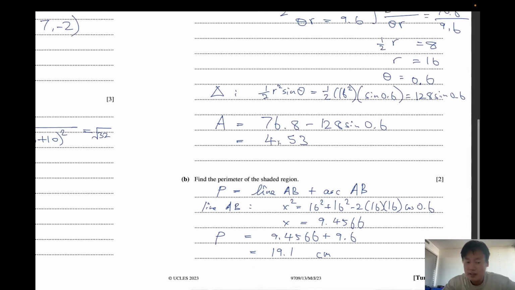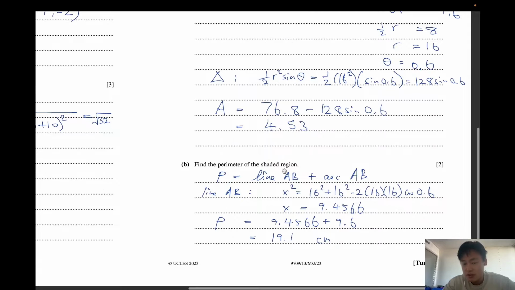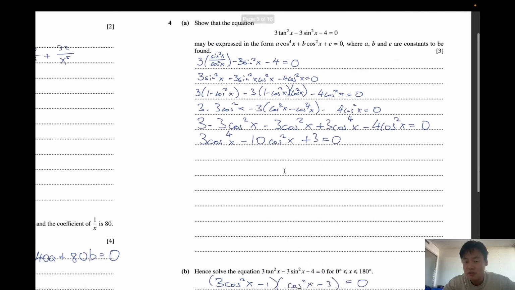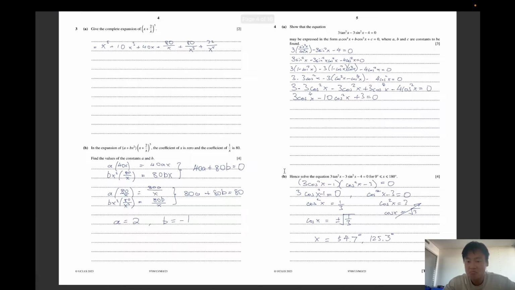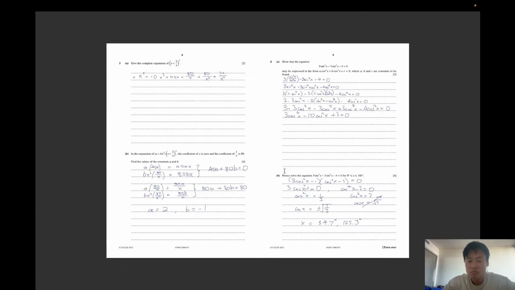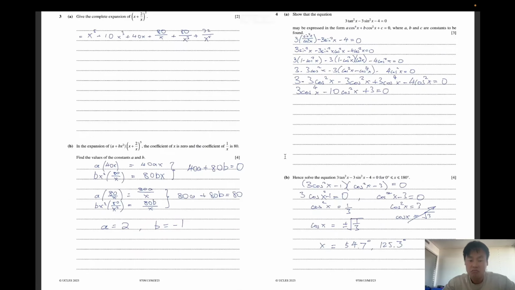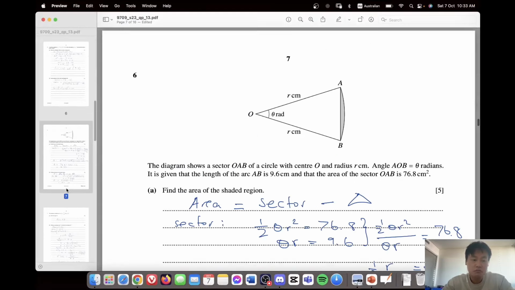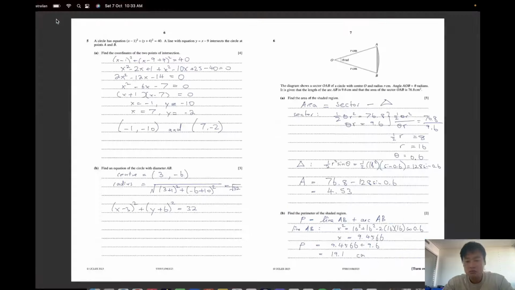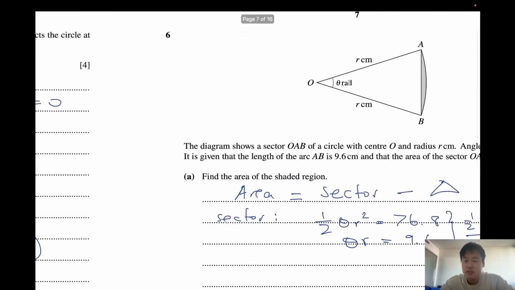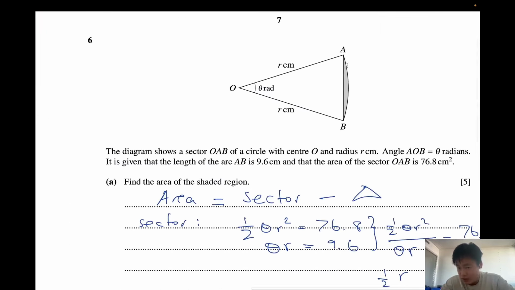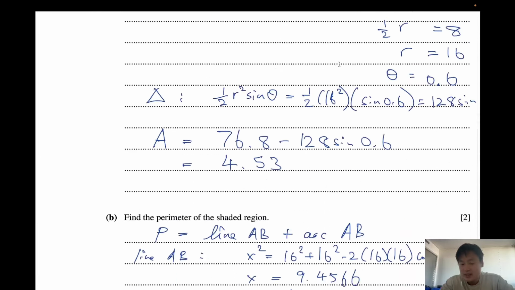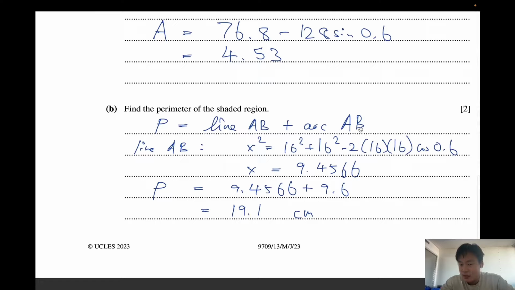Perfectly correct. Part B, perimeter of the shaded region, same principle over here. We don't trip on the numbers or whatnot, we just ask what even makes up the perimeter of the shape? They're asking us to find the perimeter of the shaded region, so we just know it's going to be the line A to B plus the arc A to B, which is what we've done over here, line A to B plus arc A to B.